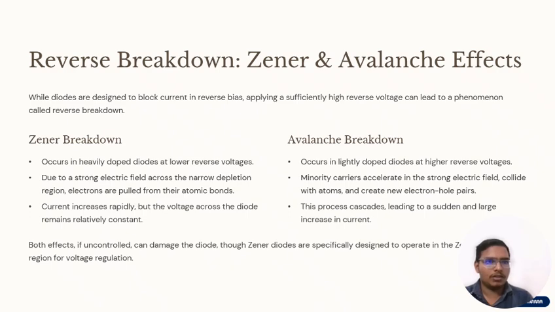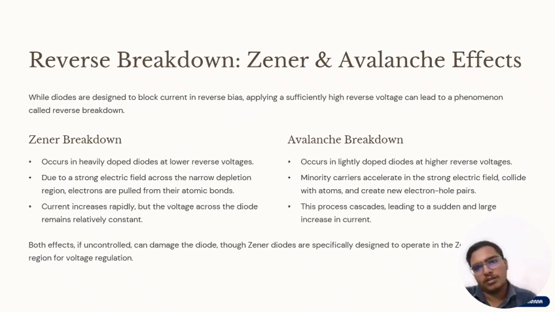While diodes are designed to block current in reverse bias, applying a sufficiently high reverse voltage can lead to the phenomenon of reverse breakdown. Zener breakdown occurs only in heavily doped diodes at lower reverse voltages, but avalanche breakdown occurs in lightly doped diodes at higher reverse voltages.